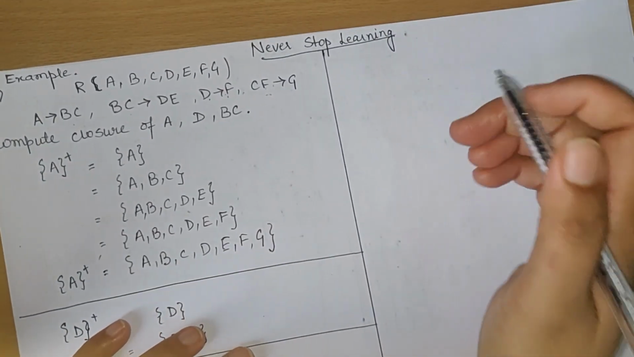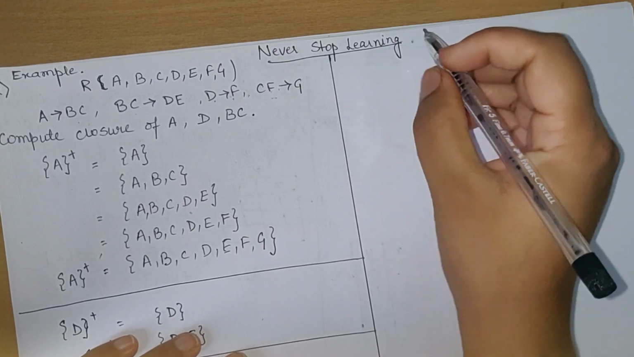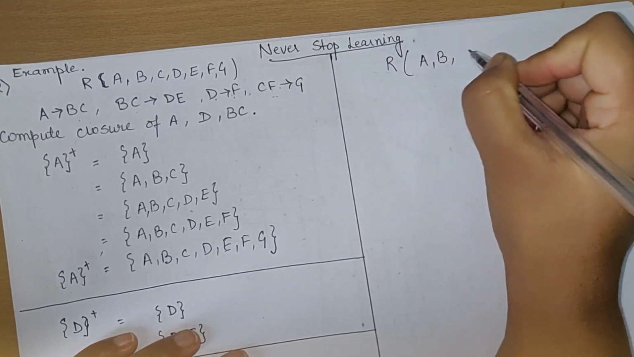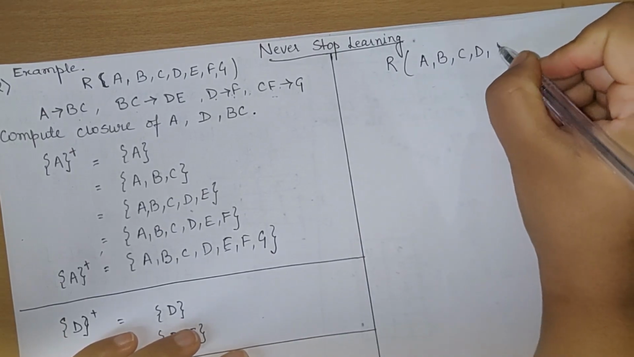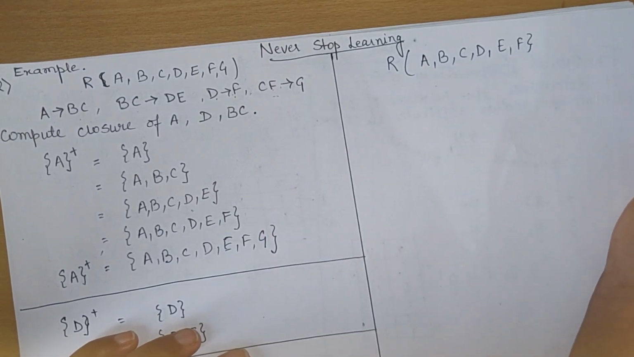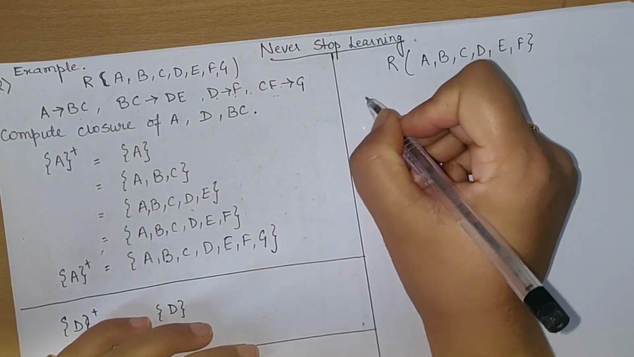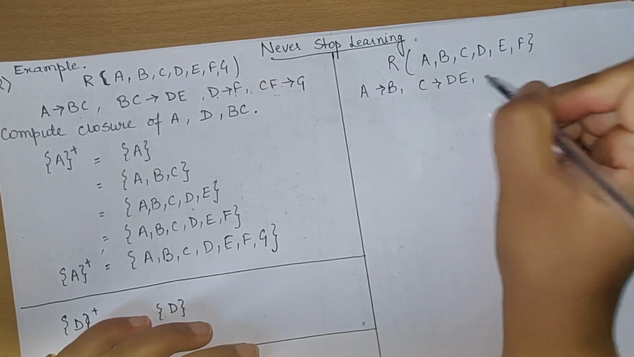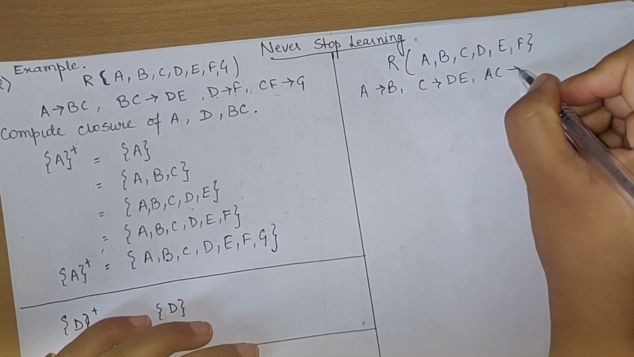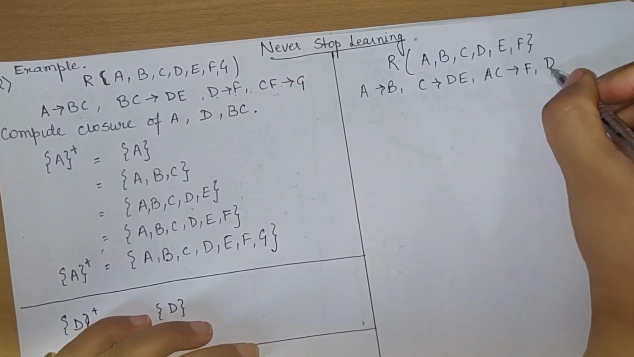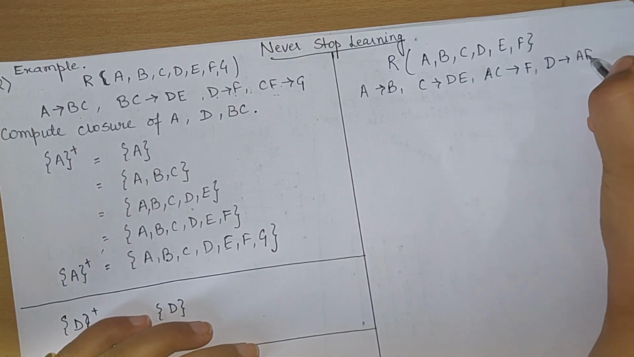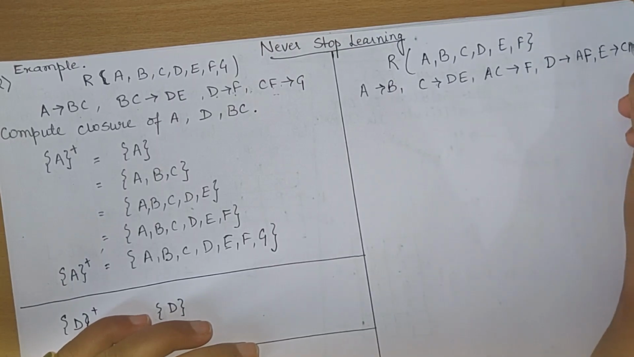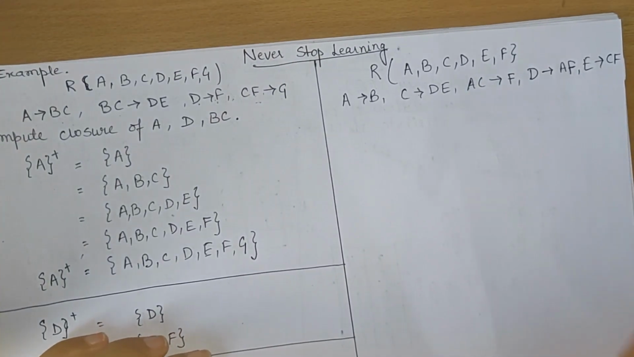Fine, I hope this is clear. Let's take one more example. Let's take a relation R, and the attributes for this relation are A, B, C, D, E and F. The functional dependencies are: A determines B, C determines DE, AC determines F, D determines AF, and E determines CF. Fine, these are the functional dependencies given to us.